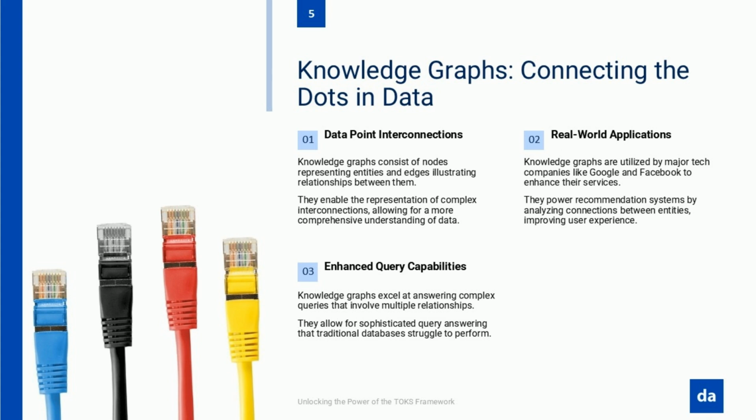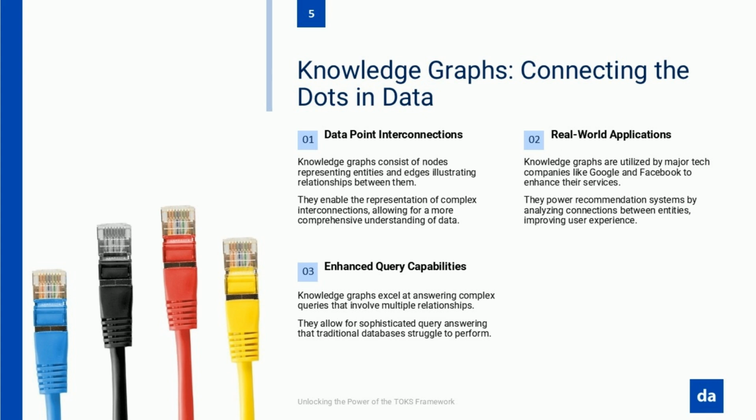Major tech companies have embraced knowledge graphs to enhance their services. Google's Knowledge Graph, introduced in 2012, powers many of the informative panels you see in search results. It contains billions of facts about people, places, and things, allowing Google to provide more contextual and relevant search results. Similarly, Facebook uses a knowledge graph called the social graph to understand and represent the complex web of relationships between its users, their interests, and their activities on the platform.